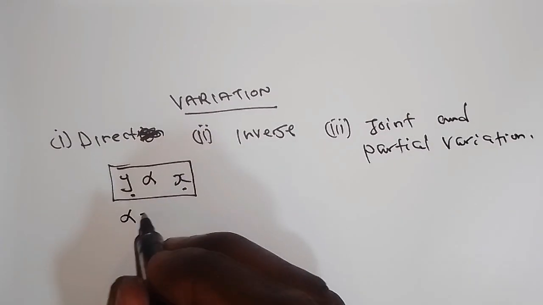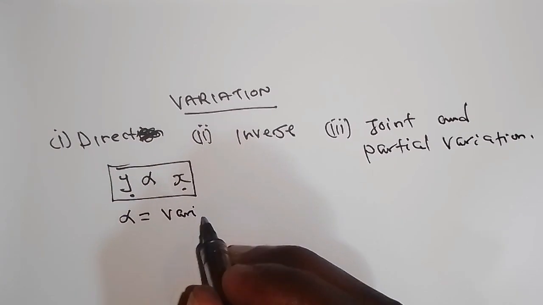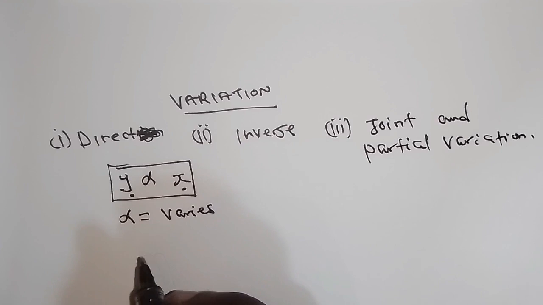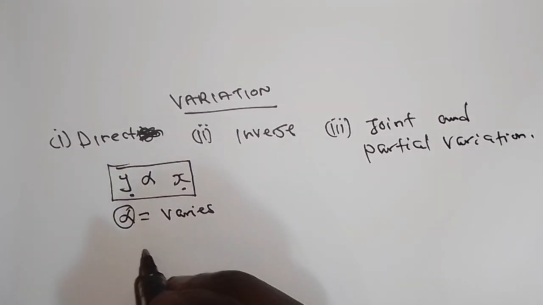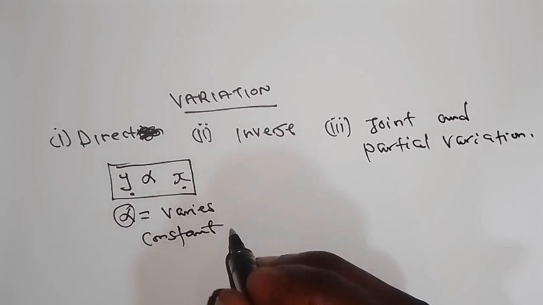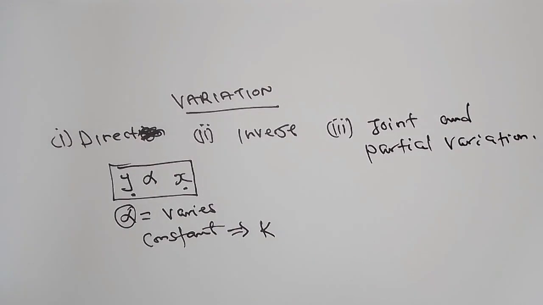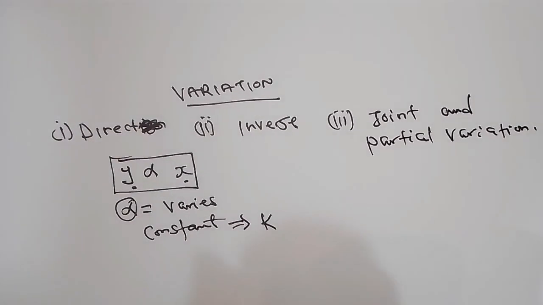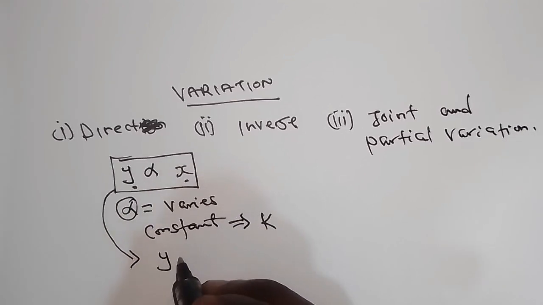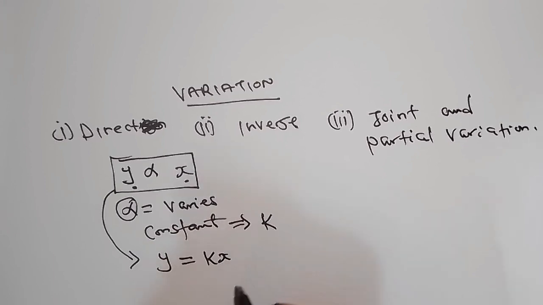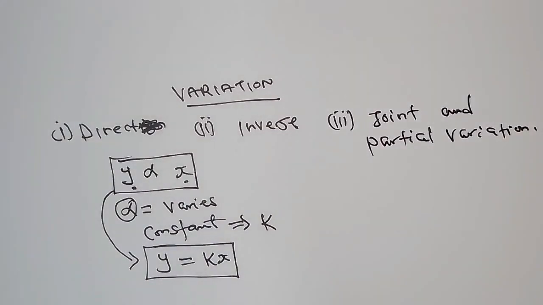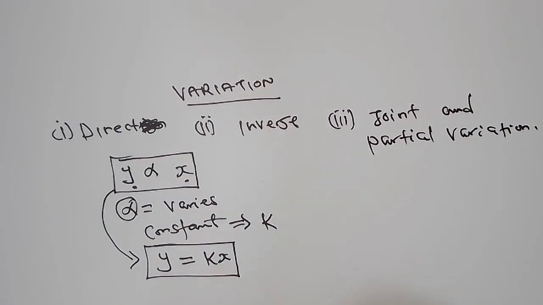Now this symbol simply means varies. Okay. This symbol means varies. Now you have to remove this symbol and introduce what is called the constant, which is just k. So this is the constant of variation. So in this case, it is just going to be y is equal to k times x. So that is how you go about direct variation.